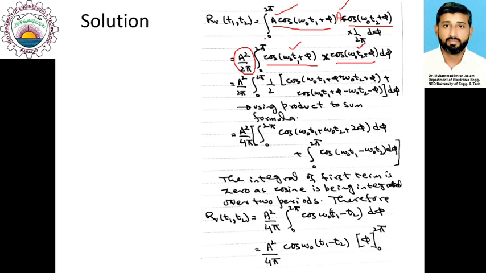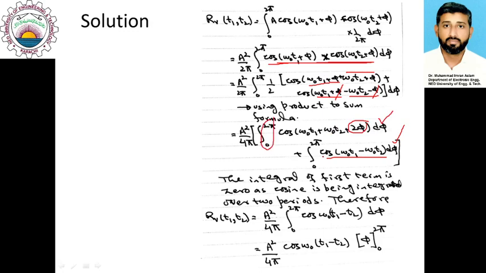In order to integrate this function, we have to use the product to sum formula. You can see that this is in product form, and if we use the product to sum formula, you would see that the angles appear once as a sum and once as a difference. From the difference you can see that phi and minus phi will go off, so eventually you will end up with cos(omega naught t1 minus omega naught t2) d phi. And for the first term you will see cos(omega naught t1 plus omega naught t2 plus 2 phi), and we are integrating it with respect to phi.